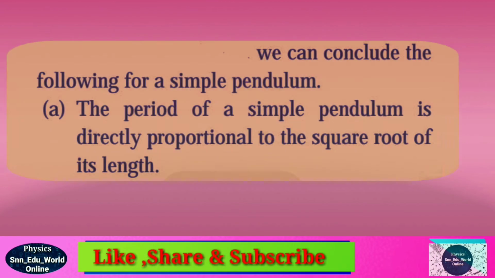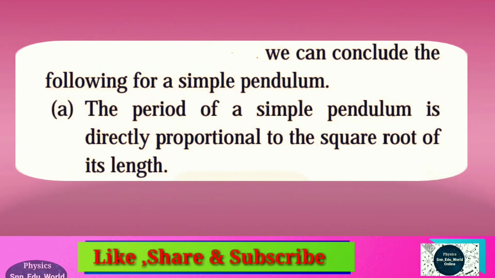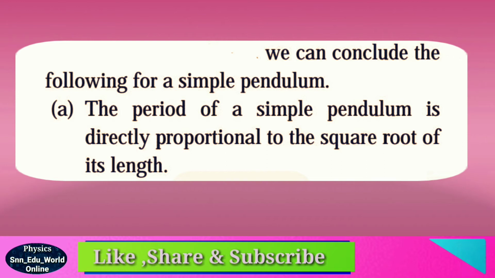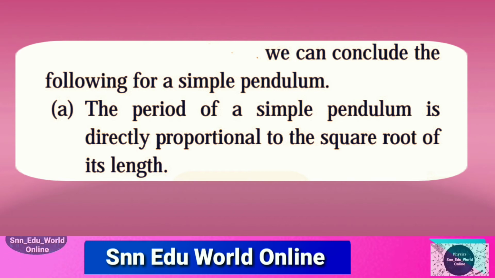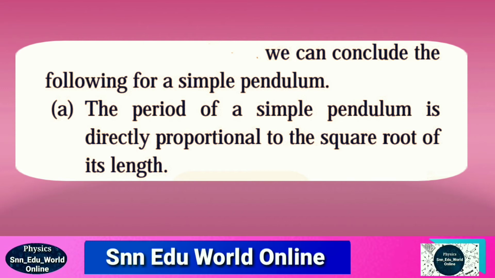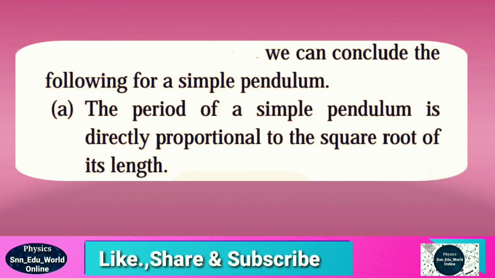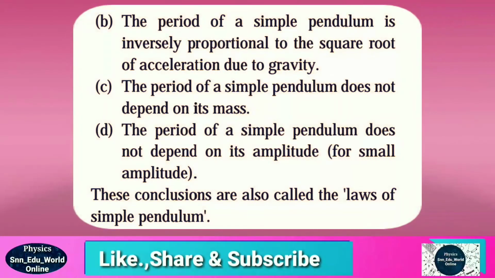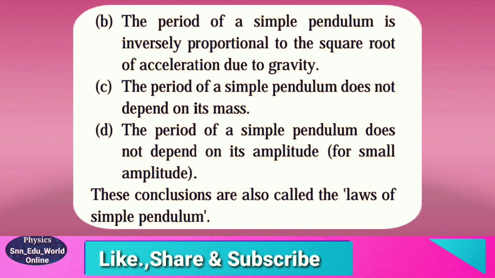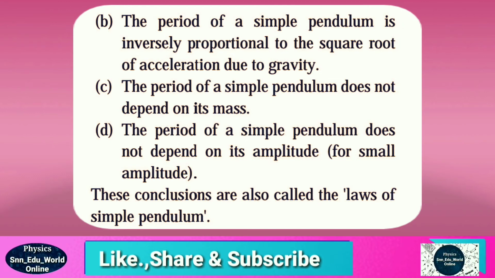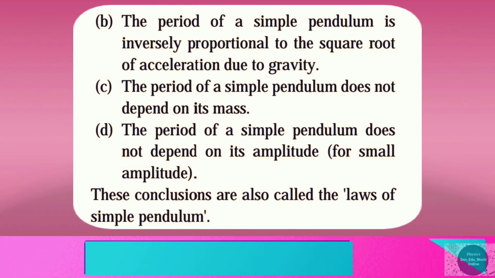Okay. Now we can conclude the following for a simple pendulum. The first one: the period of a simple pendulum is directly proportional to the square root of its length, as from the formula T = 2π√(L/g). The second: the period of a simple pendulum is inversely proportional to the square root of the acceleration due to gravity. It is also from the formula T = 2π√(L/g), meaning inversely proportional to √g.